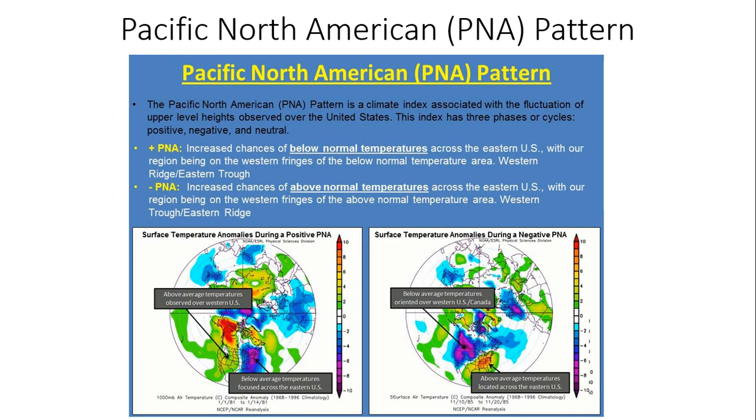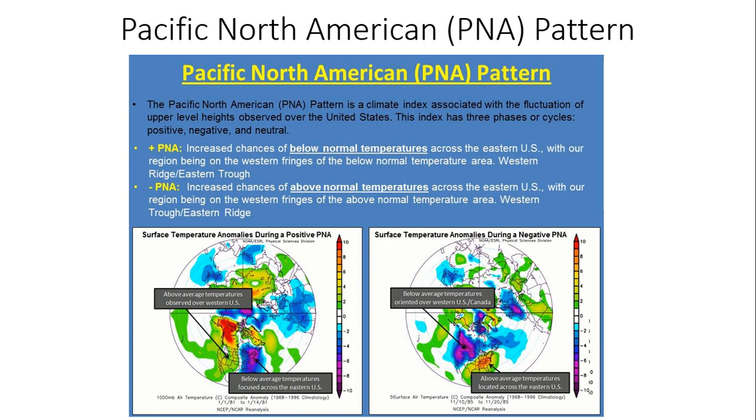In general, with a positive PNA, we get increased chances of below normal temperatures across the eastern U.S. And then you get more of a western ridge and eastern trough. Coolest temperatures in the east, warmest temperatures in the west, with a positive PNA. With a negative PNA, you get increased chances of above normal temperatures across the eastern U.S., with our region being on the western fringes of those above normal temperatures.